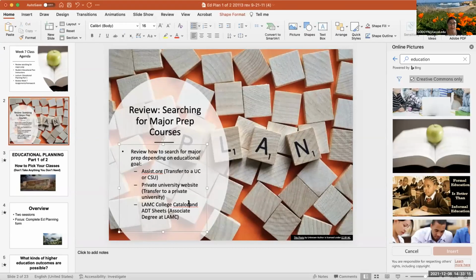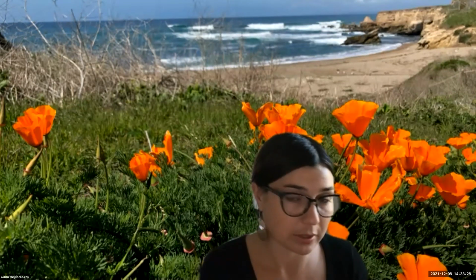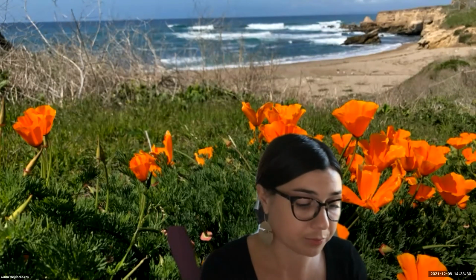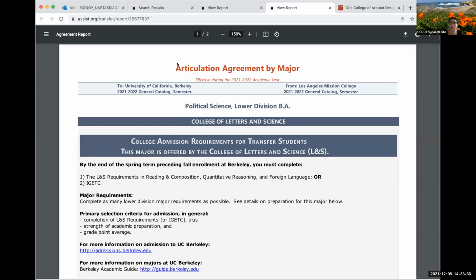So if you want to get an associate's degree or an associate degree for transfer, we can look at the LA Mission College catalog, and we also have ADT sheets. So let's look, for example, at the catalog. Let me pull it up. So remember that you can link to the catalog through Canvas. You can also Google the catalog and search online.